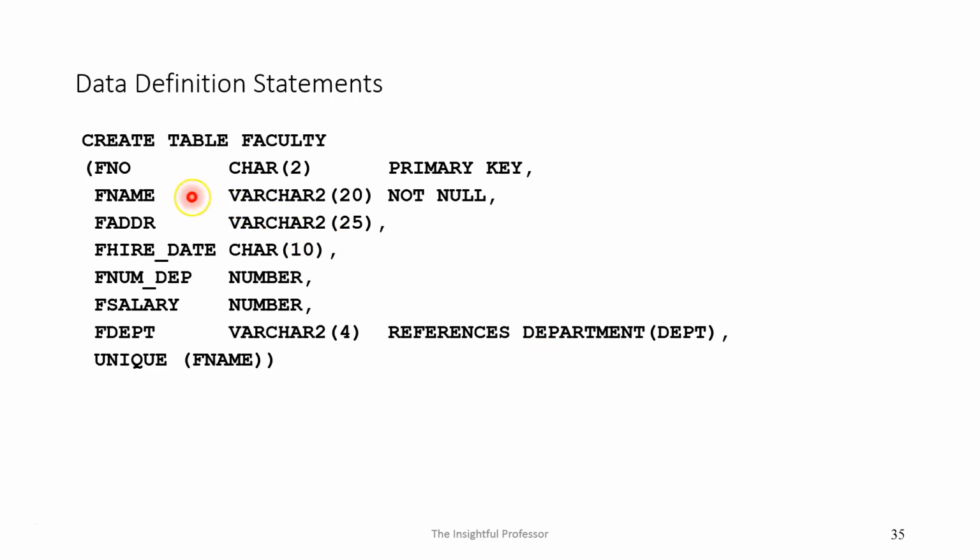Additionally, we chose to say that the faculty name must be unique. You cannot have two faculty with the same name. We didn't put the constraint on the column. We added it down here at the end of the declaration of the table.